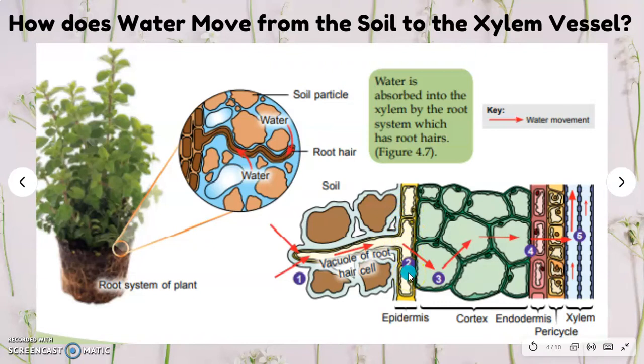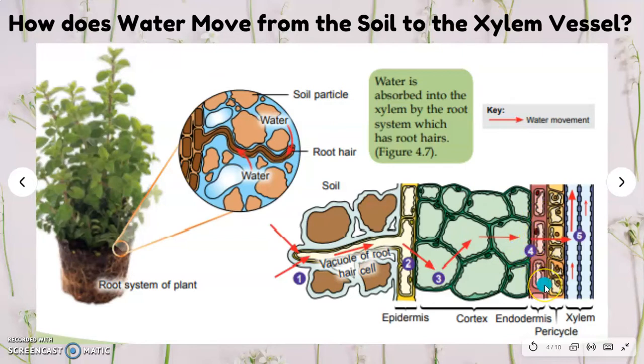Go to number 3. As you can see here, what happened? The water diffuses from the root hair cells into the cortex. So these are the cortex. The water moves from the root hair cells into the cortex by osmosis. Okay, number 4.